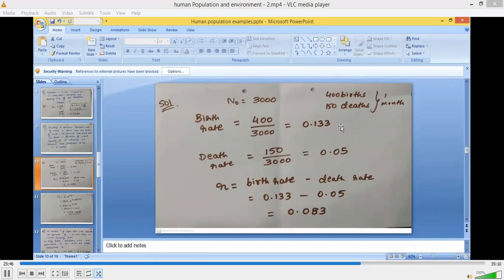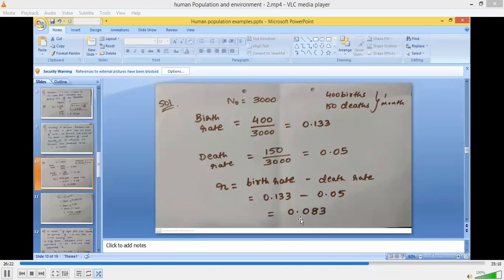So birth rate minus death rate will give you the R value. Instead of this, if you don't want to do this entire thing, you can also do 400 minus 150, because birth rate minus death rate will give you the net value. So this will become 400 minus 150, that is 250. 250 divided by 3000 will directly give you 0.083. Either way you do it, both are correct options.